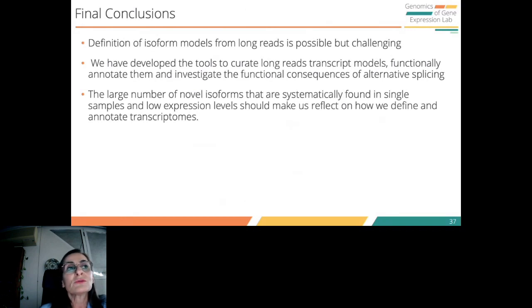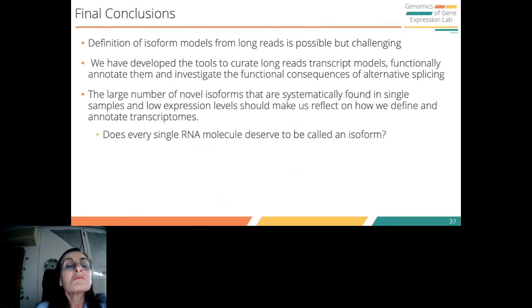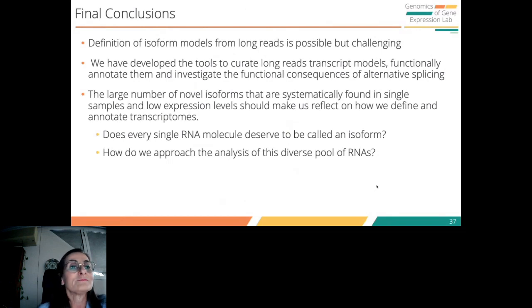And as I mentioned before, we are seeing a large number of novel isoforms that are systematically found in single samples and at low expression levels. So maybe we should think about how to deal with that. Do we annotate them all, or do we just call them sample specific? The question is whether every single RNA molecule deserves to be called an isoform, and how we approach the analysis of this diverse pool of rare but existing RNAs.